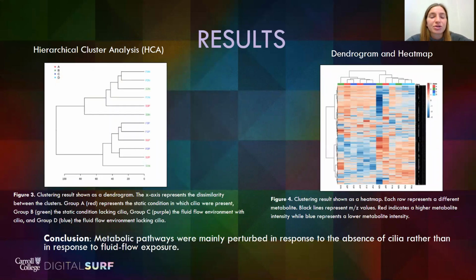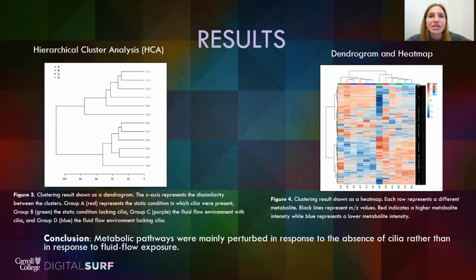So both of these figures show hierarchical cluster analysis visualized as a dendrogram and a heat map. These tests were used to visualize metabolomic profiles, identify subgroups of sample sets, and to determine if cohorts were distinct from one another.